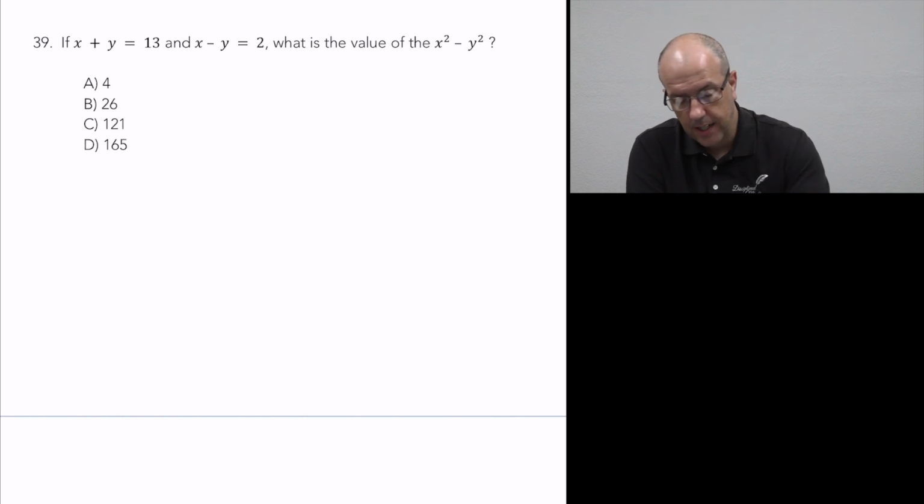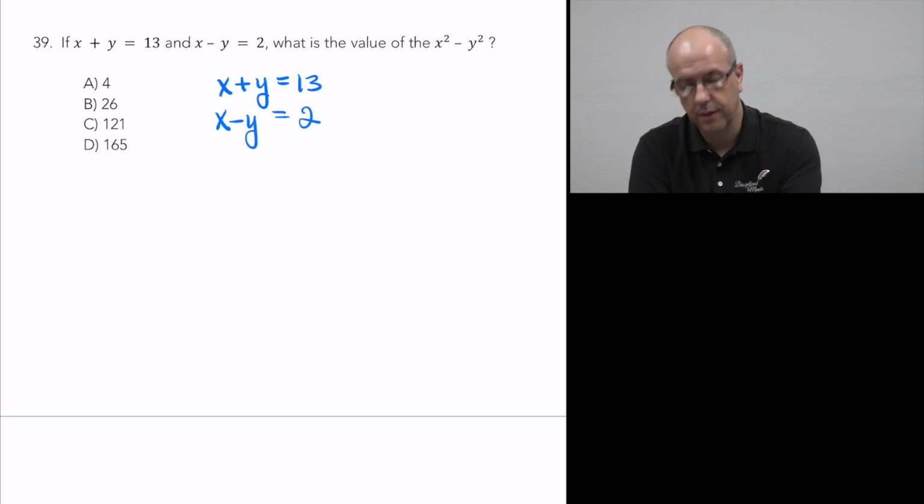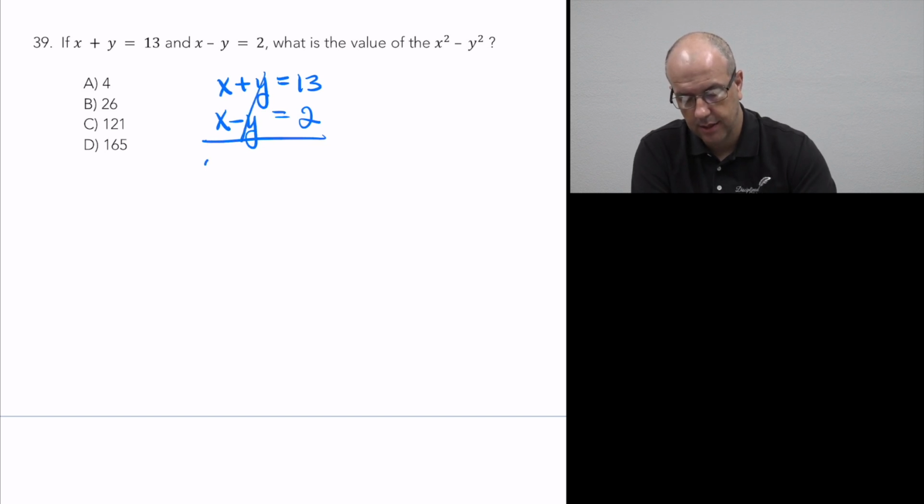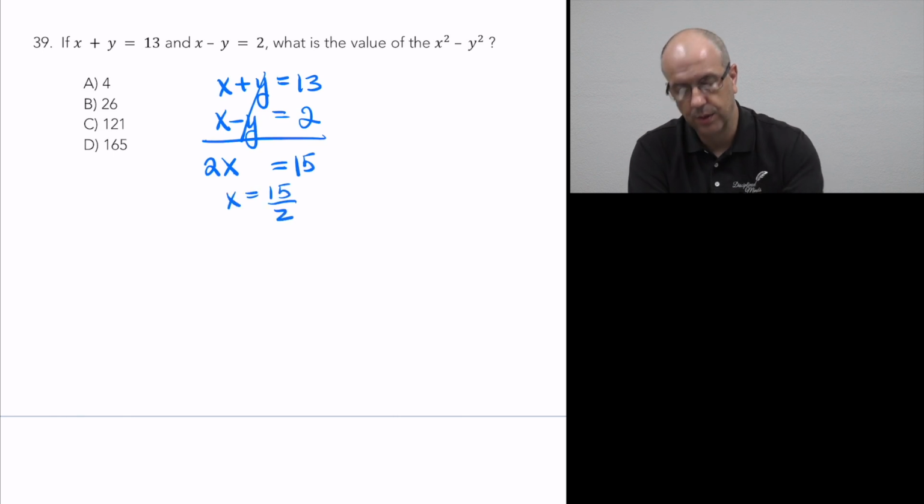Okay, now the way this is written is kind of helpful or hurtful depending on how you look at it, but x plus y is equal to 13 and x minus y is equal to 2, right? And if I put them like this, it becomes pretty obvious that I can eliminate the y's and add these two equations together, and I get 2x is equal to 15 and x is equal to 15 over 2.